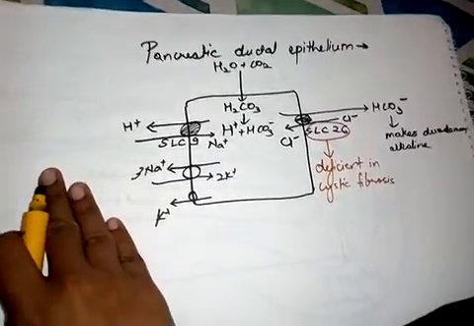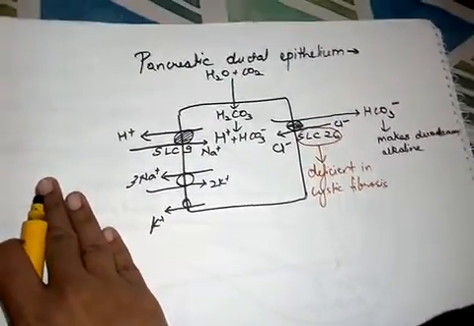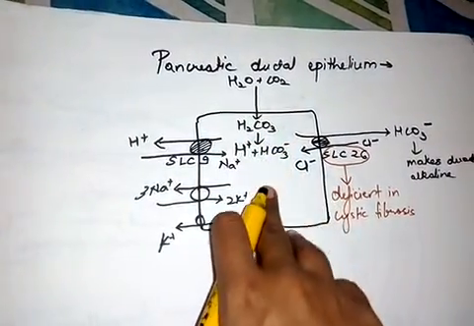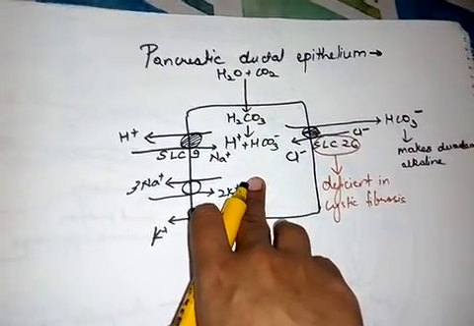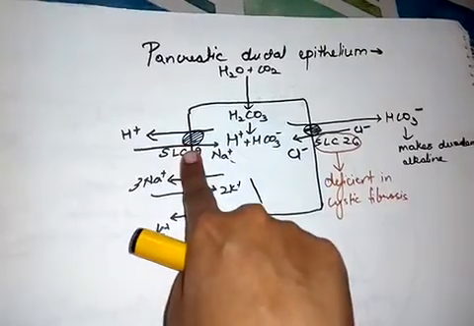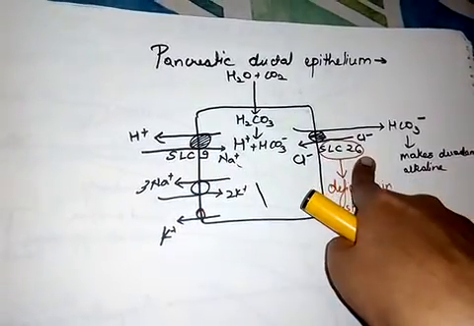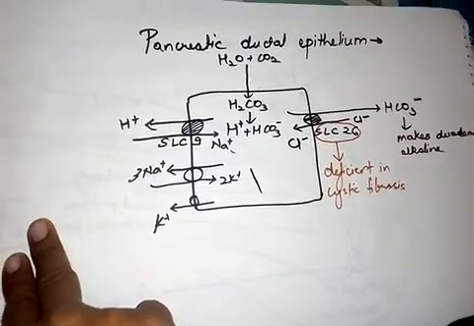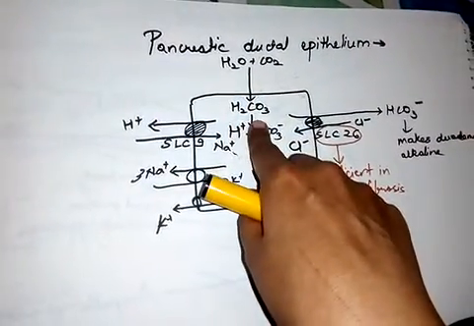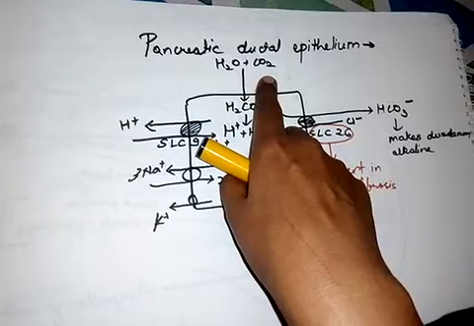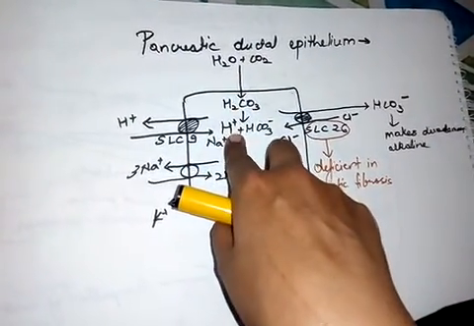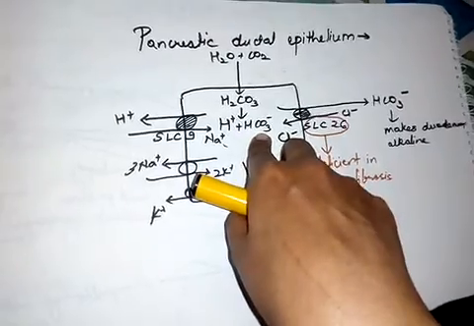So this alkalinity of medium is done by pancreatic ductal epithelium. The pancreatic ductal epithelium has specialized cells which have two kinds of channels. First is SLC9 and other is SLC26. These two channels take in carbonic acid, which is formed from carbon dioxide and water inside the cell, and then they convert it into H ion and bicarbonate ions.